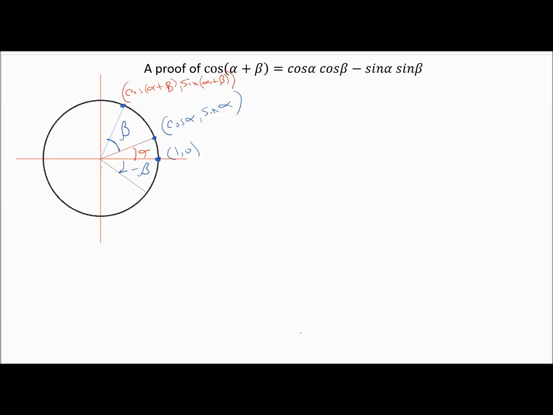Okay? Now finally, let's label this point down here. All right? So this value down here, this angle is negative beta from standard position. Okay, so the x value is the cosine of negative beta, and the y value is the sine of negative beta. Okay, now why in the world would I do all of this?